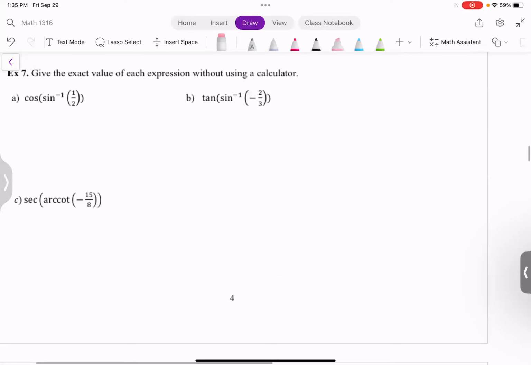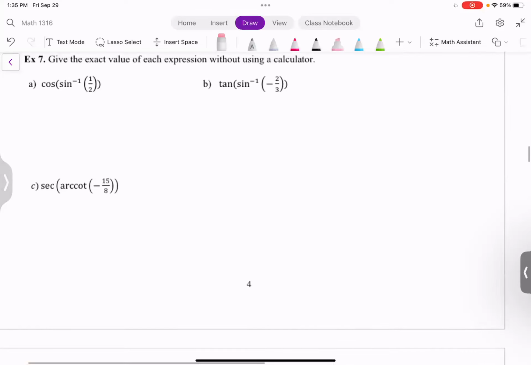All right, let's see the first example, example 7. Give the exact value of each expression without using a calculator. How to find these? This is a composition of functions. Inside of the cosine, we have an inverse of sine, the first one. So how to solve this one? We need to simplify this. We will start from inside to outside.